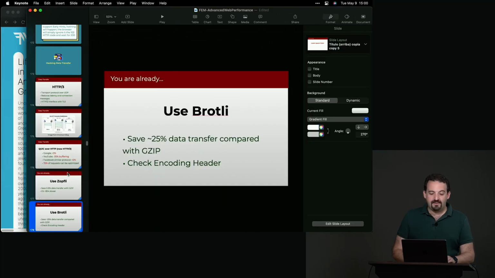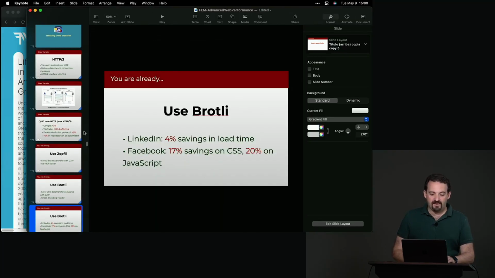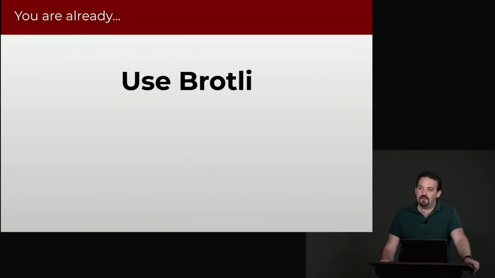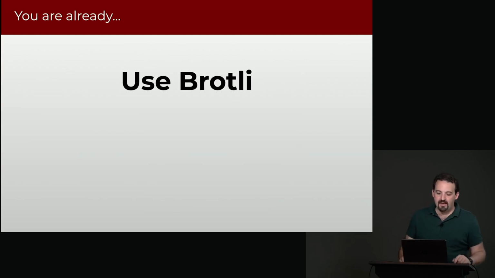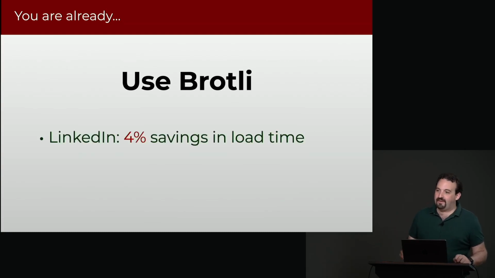Brotli has the disadvantage of consuming more CPU as well. So most of the time, you want to cache it. That's done by the server. The server typically caches the Brotli file of a resource, so it's not compressing the file on every request. Okay? And LinkedIn has saved 4% in load time.